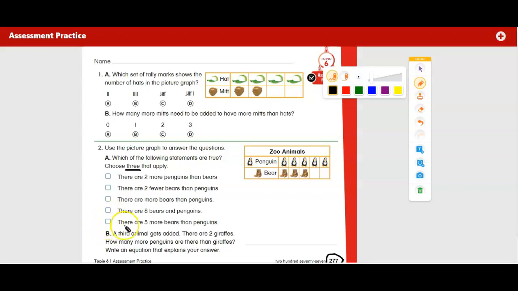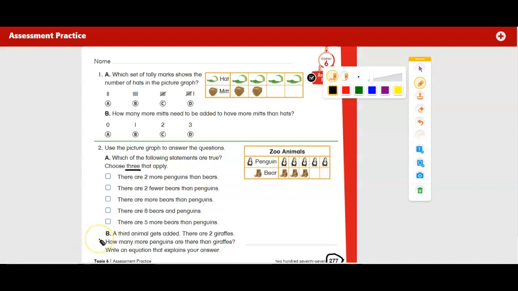And last it says, there are 5 more bears than penguins. So look at the picture graph chart. Are there 5 more bears than penguins? If that's true, then fill in the box. If it's not true, then leave it blank. Remember, you have to have 3 of them checked off.